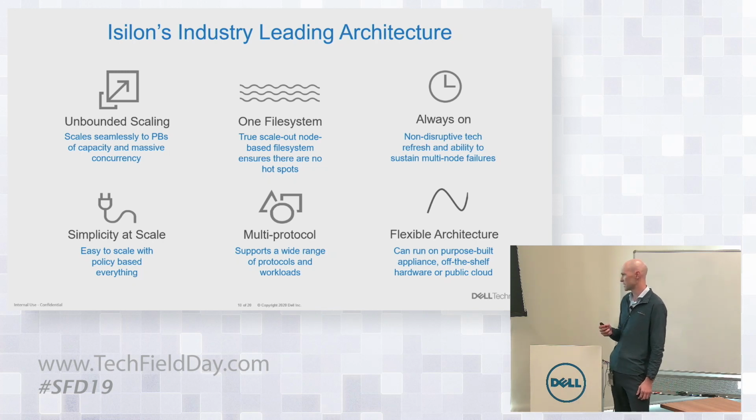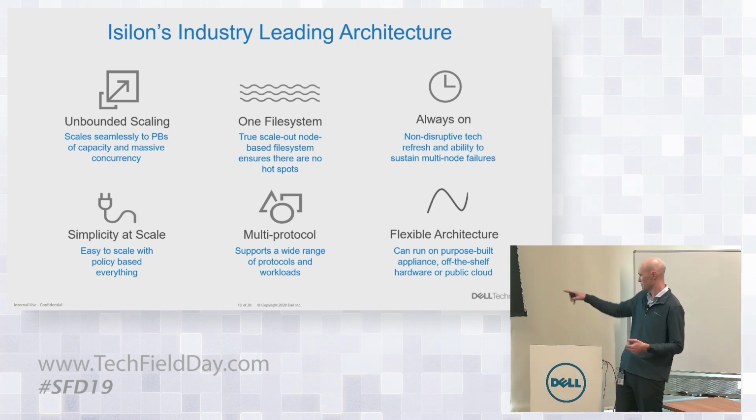And then there's a flexible architecture. There's many ways that we offer Isilon, as I said at the start, right? That is down to purpose-built appliances for performance. And we'll talk a little bit later on about some of the public cloud stuff that we're doing.